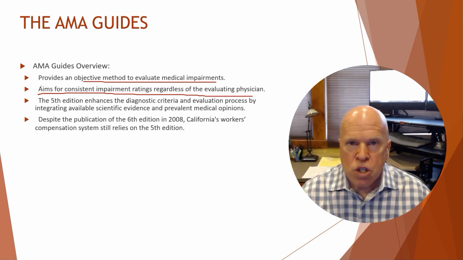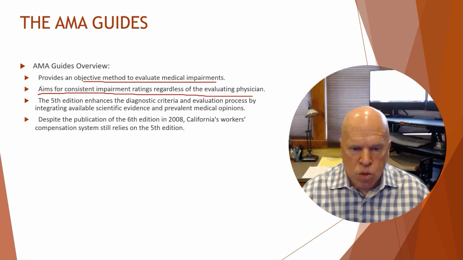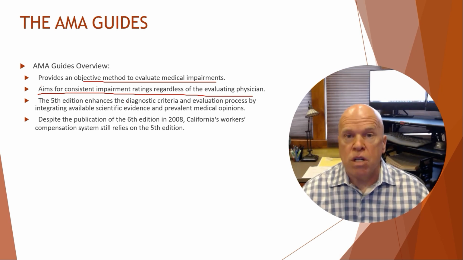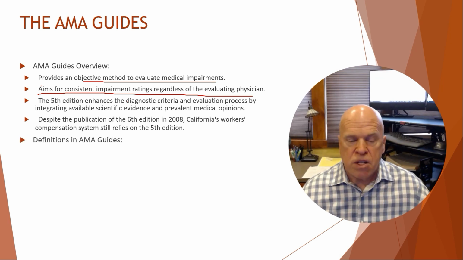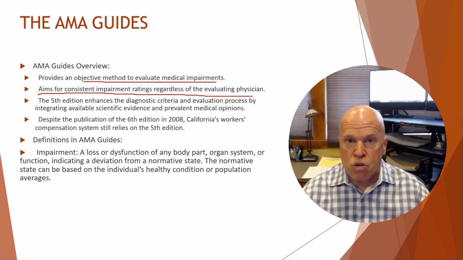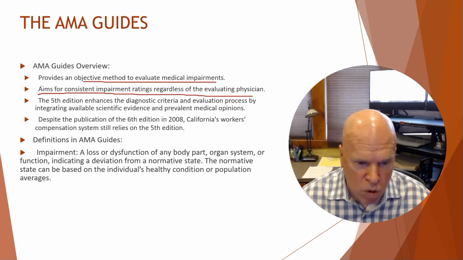The AMA Guides 5th edition enhances the diagnostic criteria and the evaluation process by integrating available scientific evidence and prevalent medical opinions. However, despite the publication of the 6th edition in 2008, more than 15 years ago, California Workers' Compensation still relies on the 5th edition, and it's only the 5th edition that is written into workers' compensation law. So the 6th edition was published more than 15 years ago, but we still use the 5th edition here in California Workers' Compensation. So let's define a couple of important terms that are described in both the AMA guides and in California Workers' Compensation.